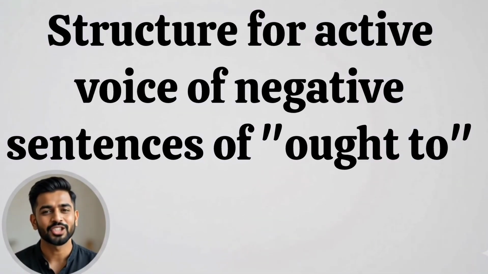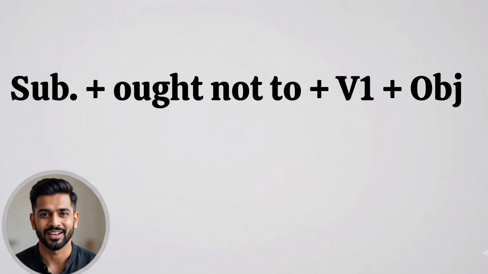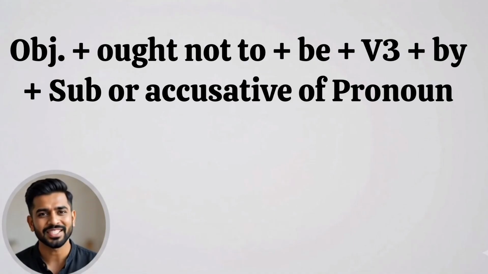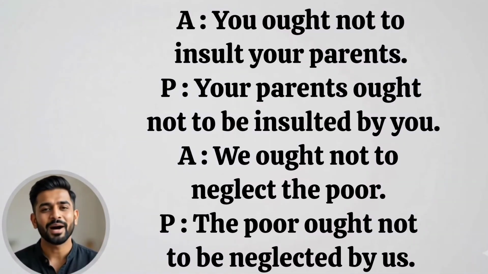Structure for active voice of negative sentences ought to. Subject plus ought not to plus V1 plus object. Structure for passive voice. Object plus ought not to plus be plus V3 plus by plus subject or accusative of pronoun. 6. Active, you ought not to insult your parents. Passive, your parents ought not to be insulted by you.